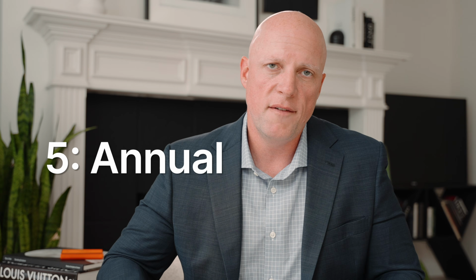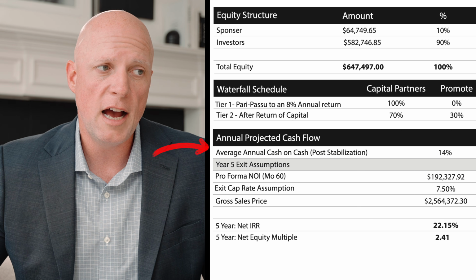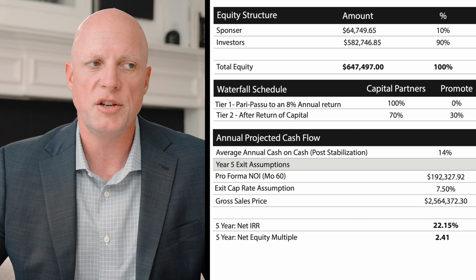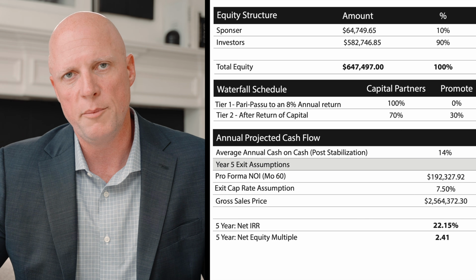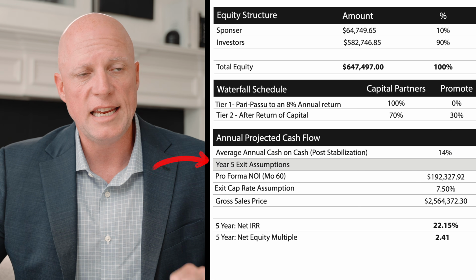The last section in the investment overview is your annual projected cash flow. Right at the very top of this section, you'll see your average cash on cash on this deal is 14%. Very simply, look at it from this standpoint: if I put $100,000 into this deal, I'm going to make $14,000 a year on the property. Below that is the exit assumption.